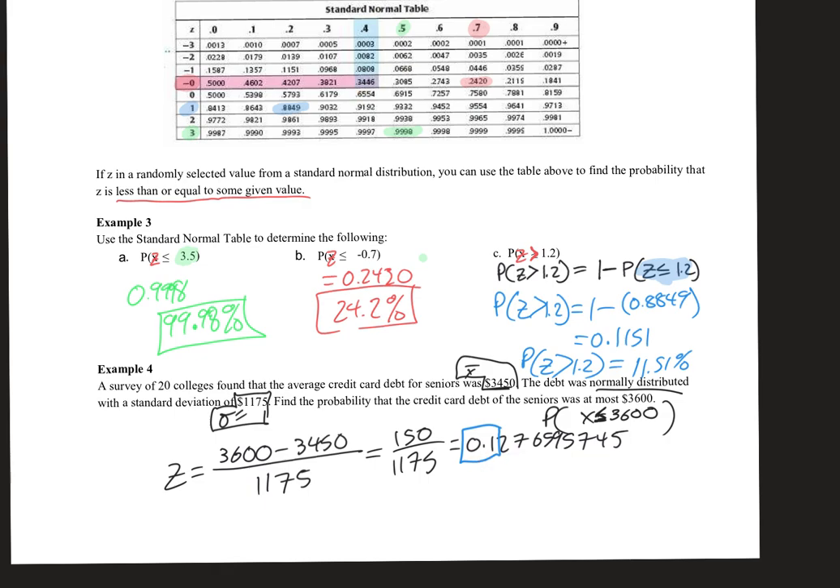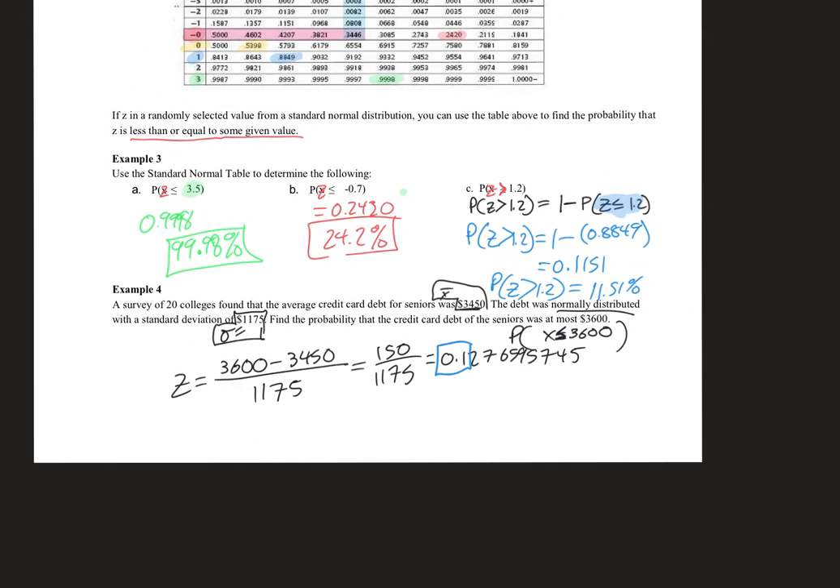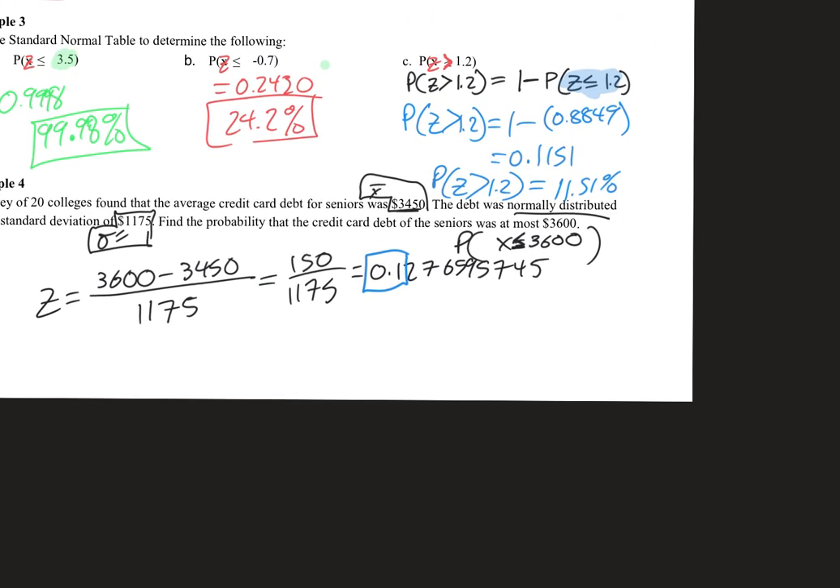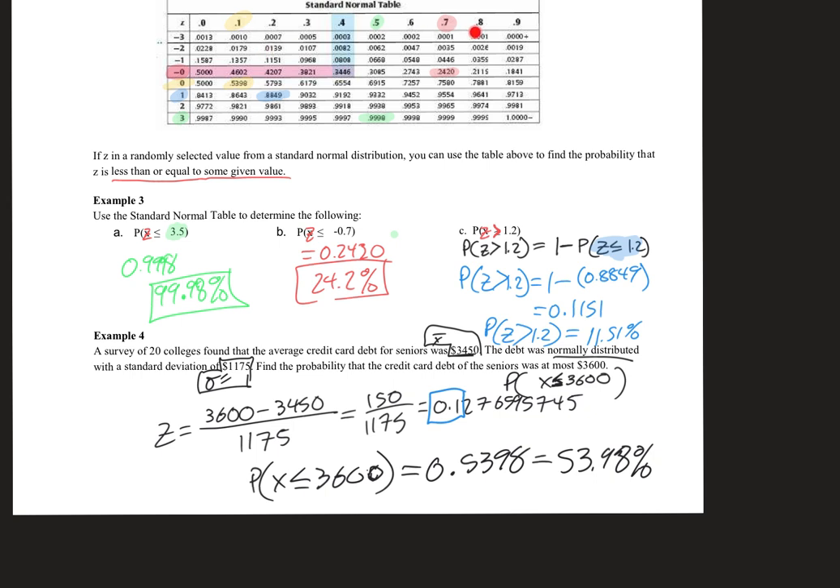So we just have to find 0.1 on this chart. Let's go up here and see if we can find it. Here's 0, here's 0.1, I got 0.5398. Let's copy that down. So the probability that x is less than or equal to 3,600 is 0.5398, which is the same thing as saying 53.98%.